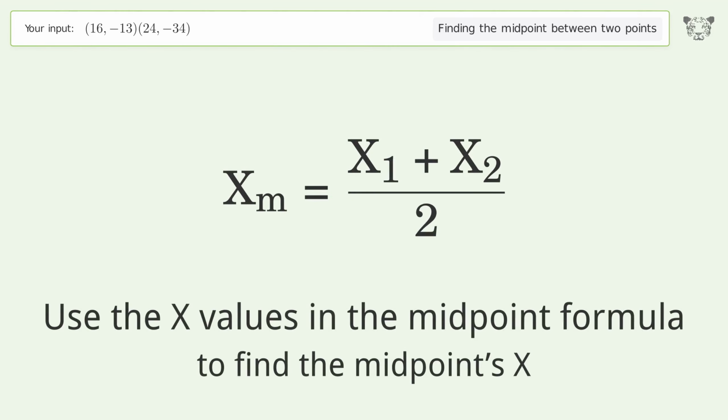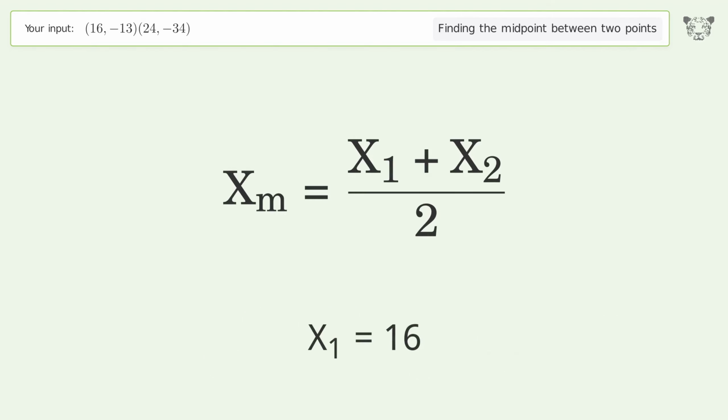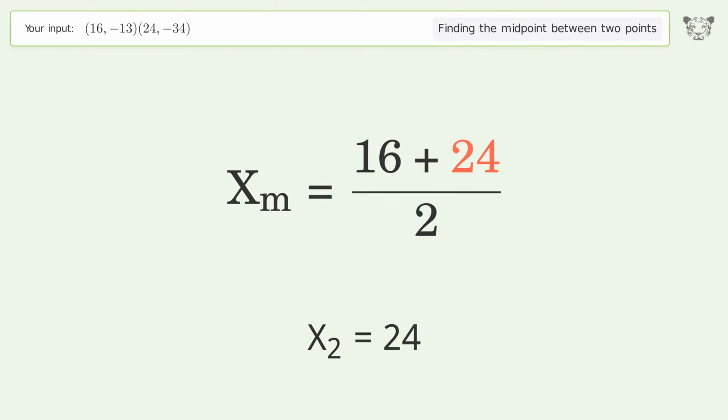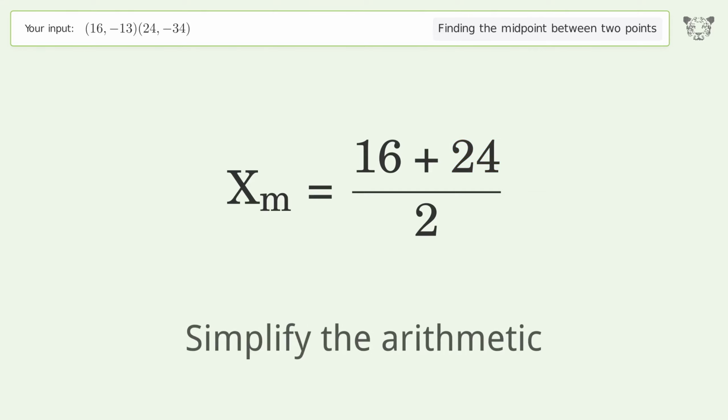Use the x values in the midpoint formula to find the midpoint's x. x1 equals 16. x2 equals 24. Simplify the arithmetic.